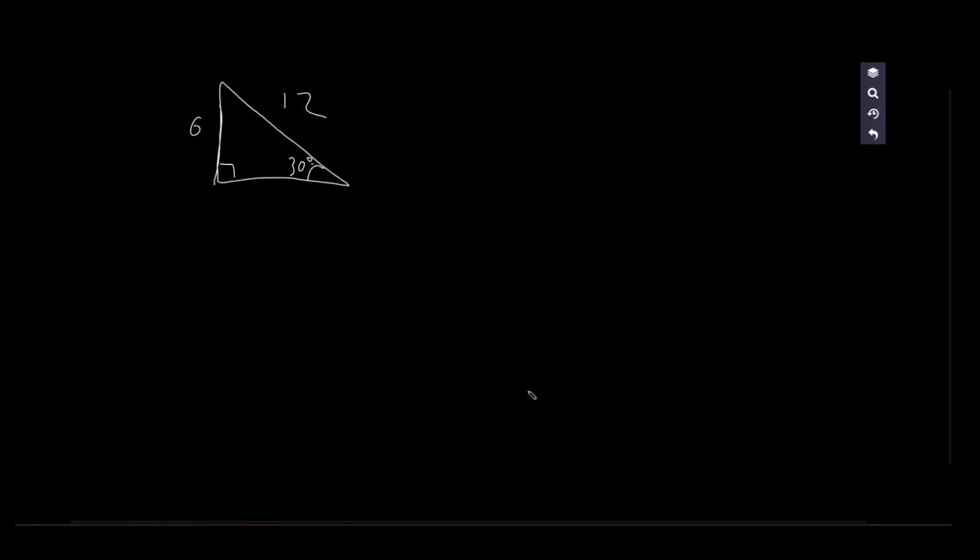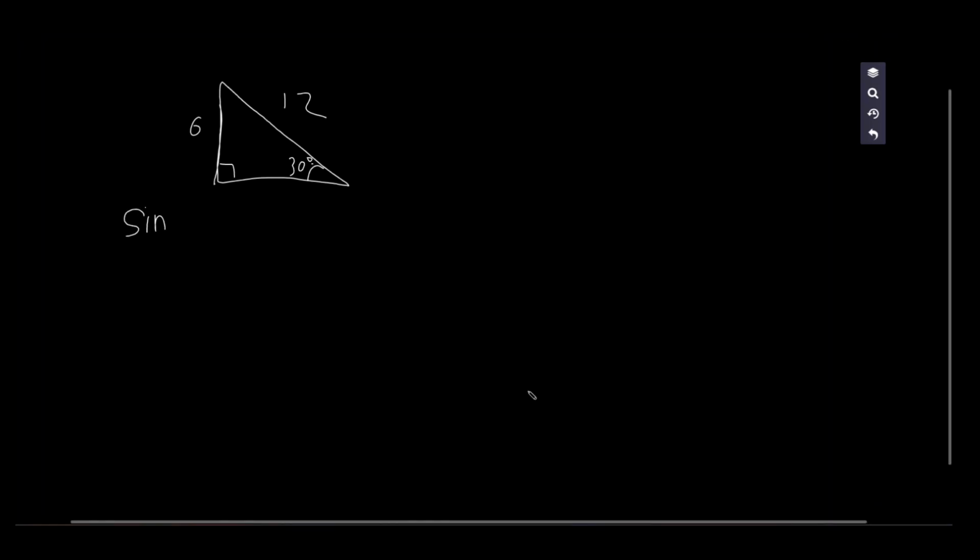Let's say we have this triangle here, and we know one of its angles is 30 degrees, and we know it's a right triangle. And let's say its side lengths are 6 and 12. Well, what the sine function says is that the sine of 30 degrees is equal to the side opposite of the angle divided by the hypotenuse, or the longest side. That's equal to 1/2.